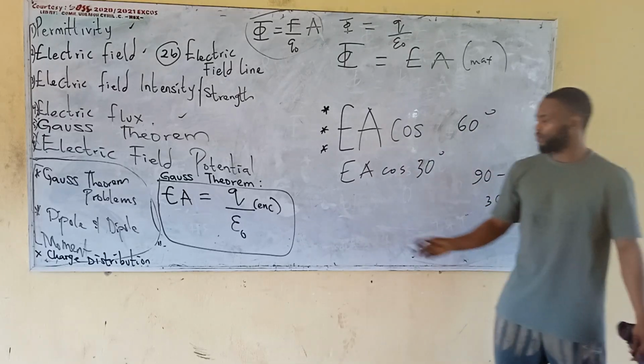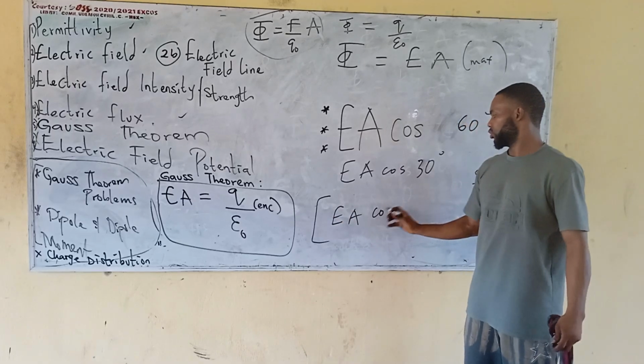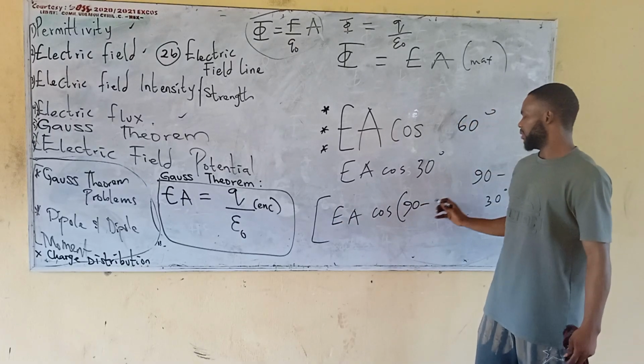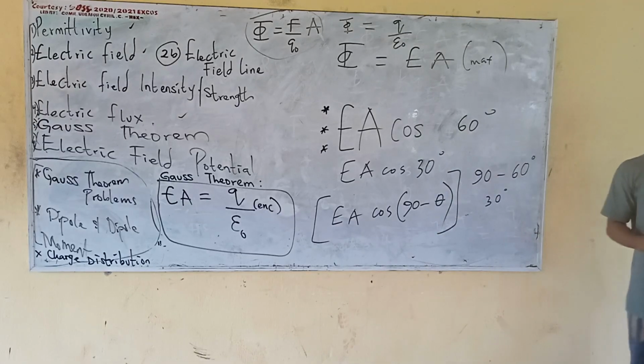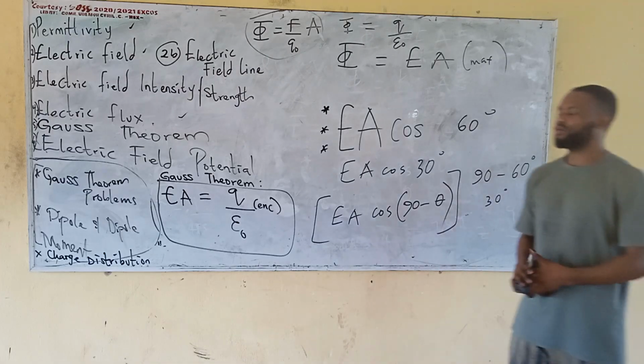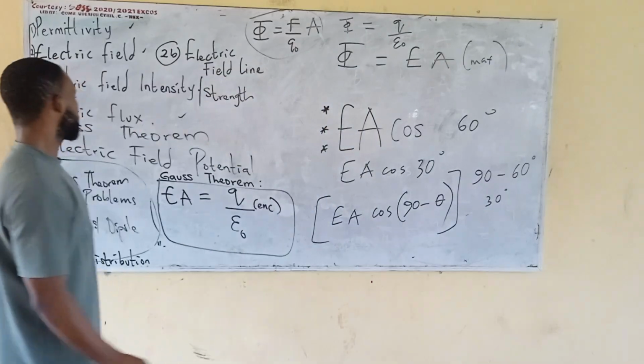So when it's at an angle, another thing I want you to write there is simply EA cos 90 minus whatever theta you are given. Whenever it's at an angle, you will always do EA cos 90 minus whatever angle you are given, because the angle you are given is because of something. Now let's see the something.